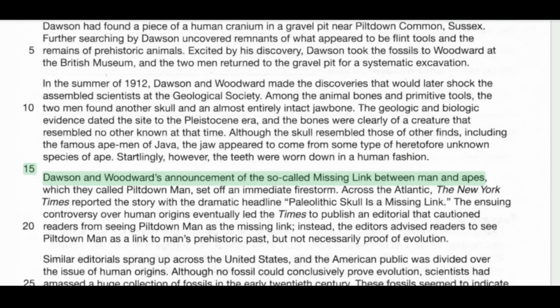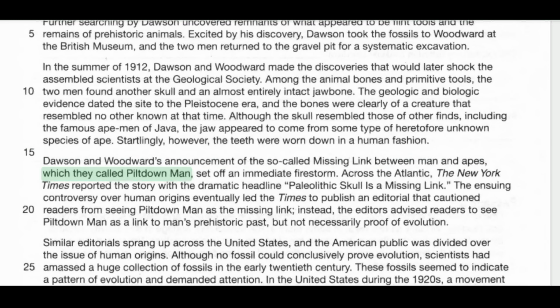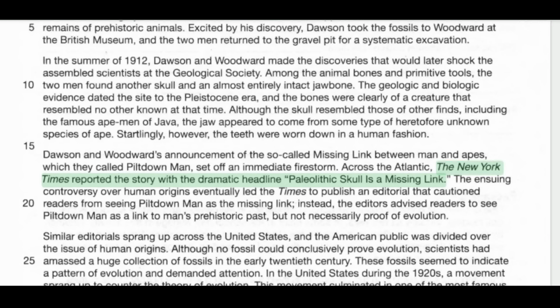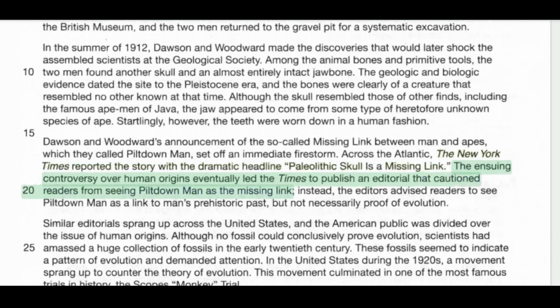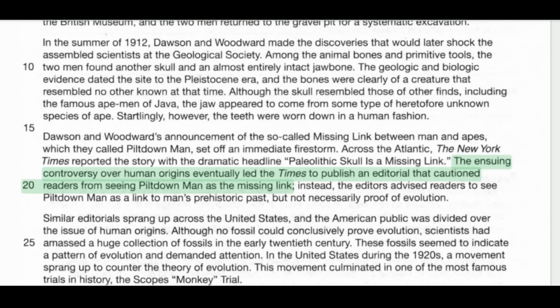Dawson and Woodward's announcement of the so-called missing link between man and apes, which they called Piltdown Man, set off an immediate firestorm. Across the Atlantic, the New York Times reported the story with the dramatic headline, "Paleolithic Skull Is a Missing Link." The ensuing controversy over human origins eventually led the Times to publish an editorial that cautioned readers from seeing Piltdown Man as the missing link.